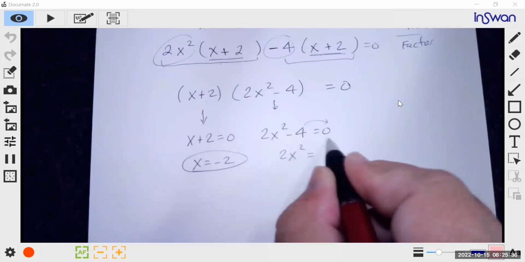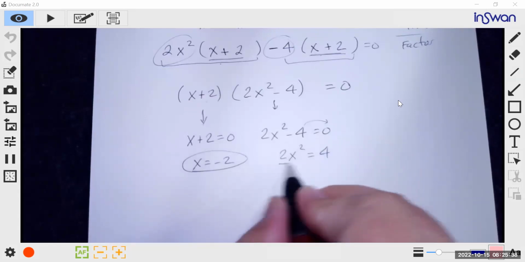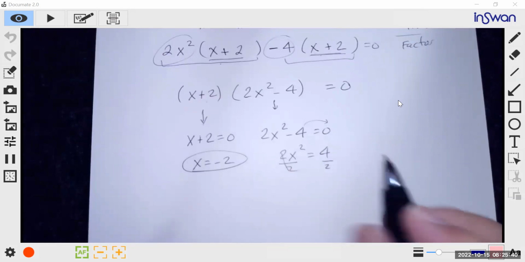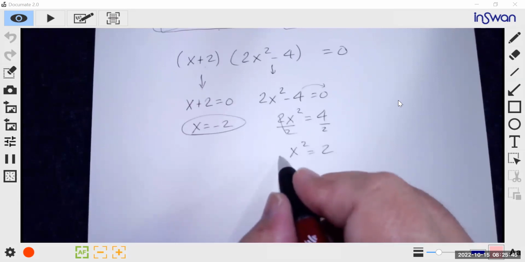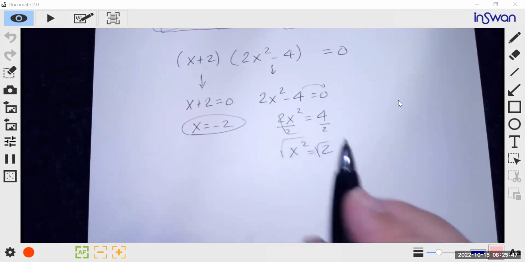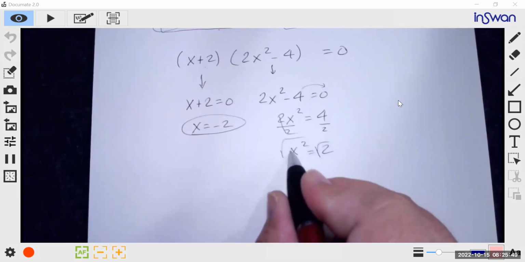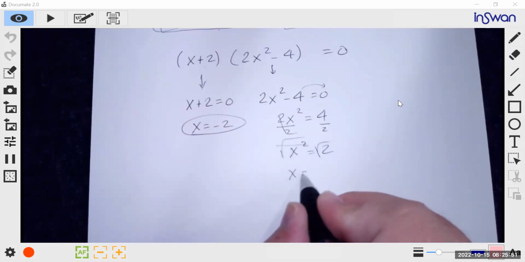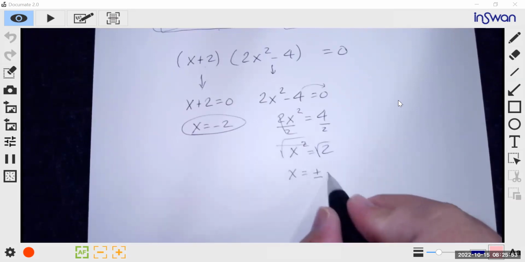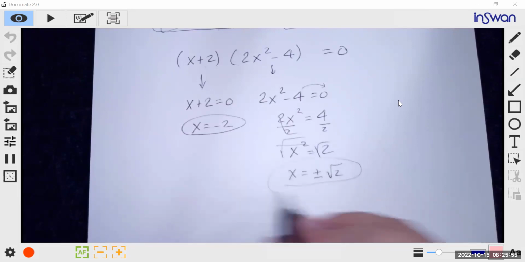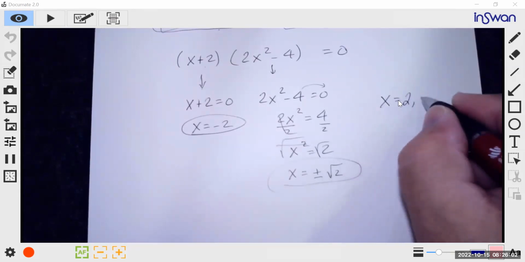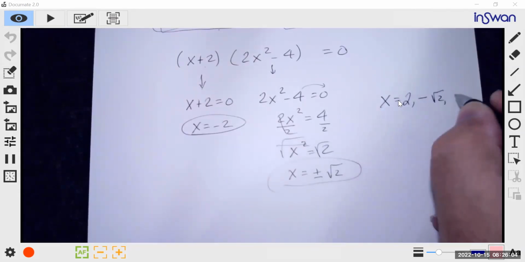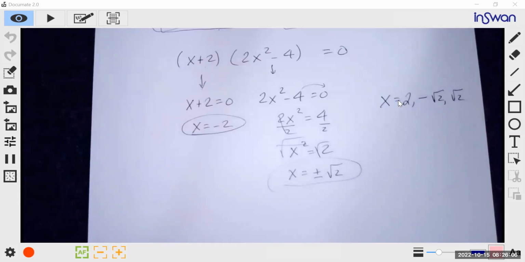Only one x, so this one has to go over there. 2x squared, add 4 to both sides. Divide by 2, so x squared equals 2. Square root both sides. So that means you have to put a plus or minus square root of 2. And those are my 3 answers: 2, negative square root of 2, positive square root of 2.